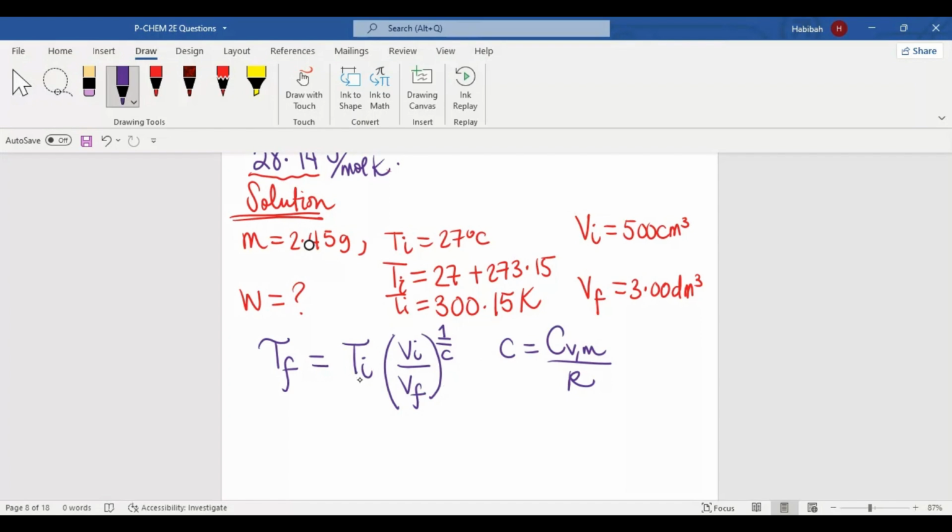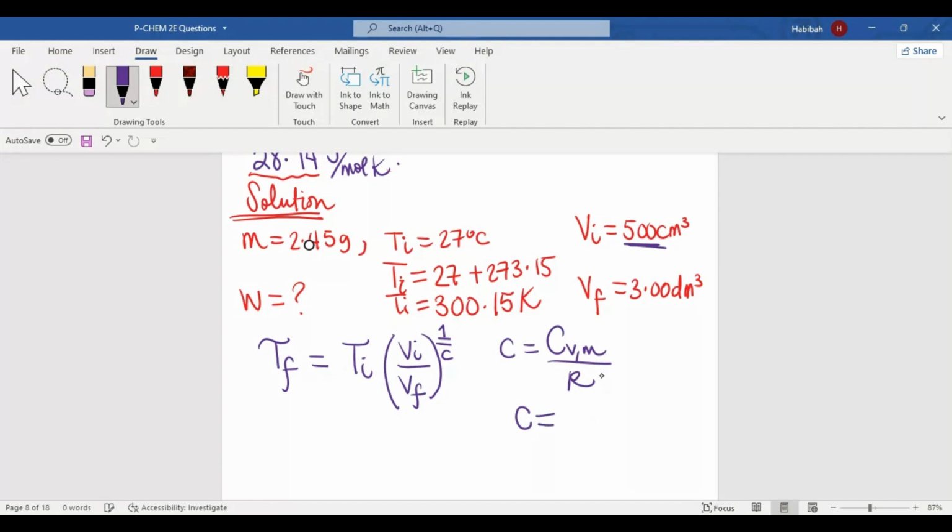We have the initial temperature given to us. We have the final volume given to us. We have the initial volume given to us. But the only issue is that our initial volume is in centimeter cube. We have to make sure that both initial volume and final volume are in the same units. So let me quickly solve what C is, and then we're going to convert 500 centimeter cube to dm cube. That has to happen in order for us to properly substitute.